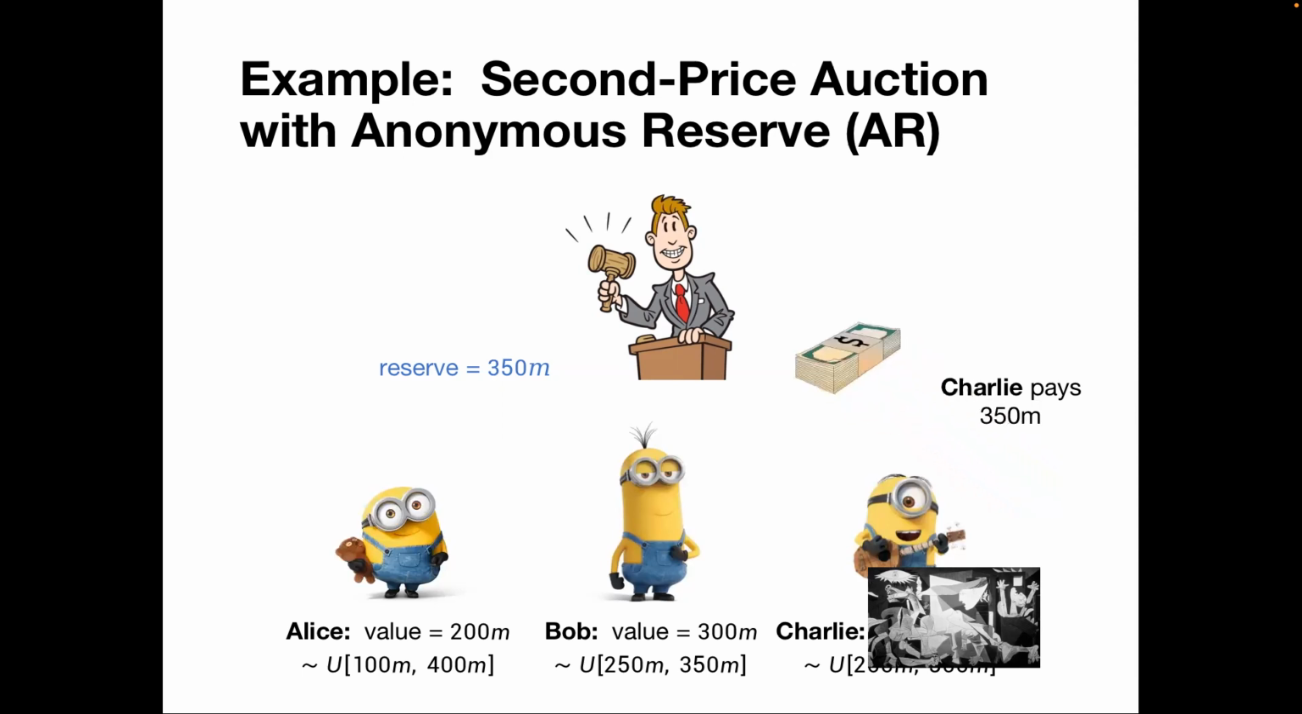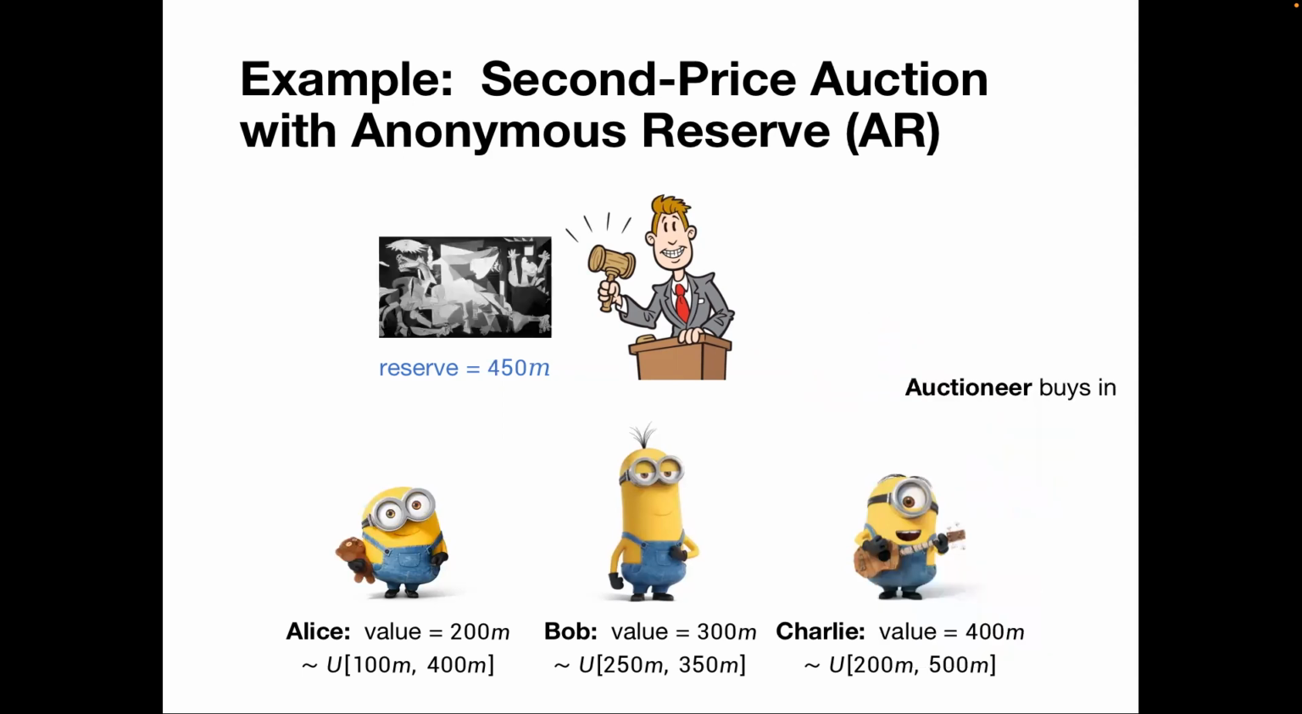Consider the last concrete example. Suppose the reserve is now $450 million. Then the auctioneer will buy in the artwork, and no bidder among Alice, Bob, and Charlie will get the item.